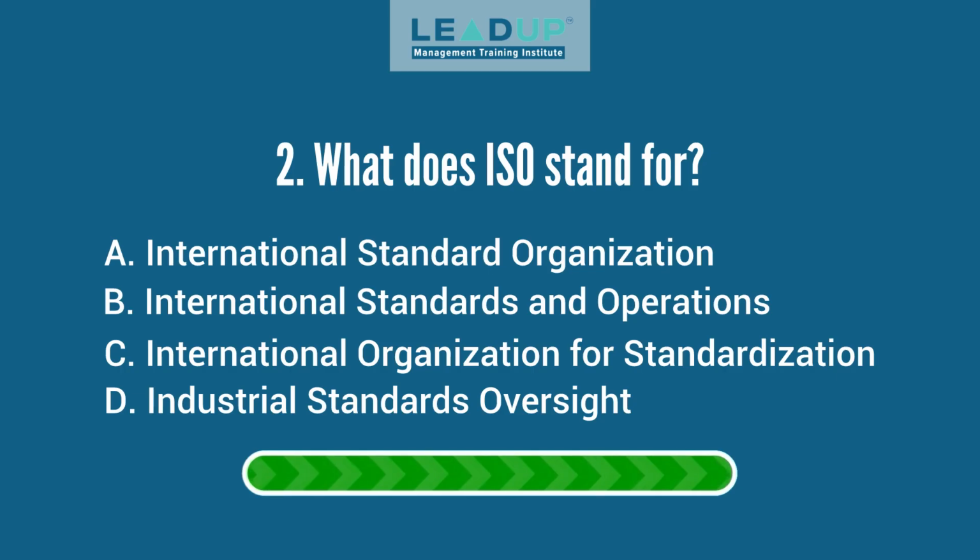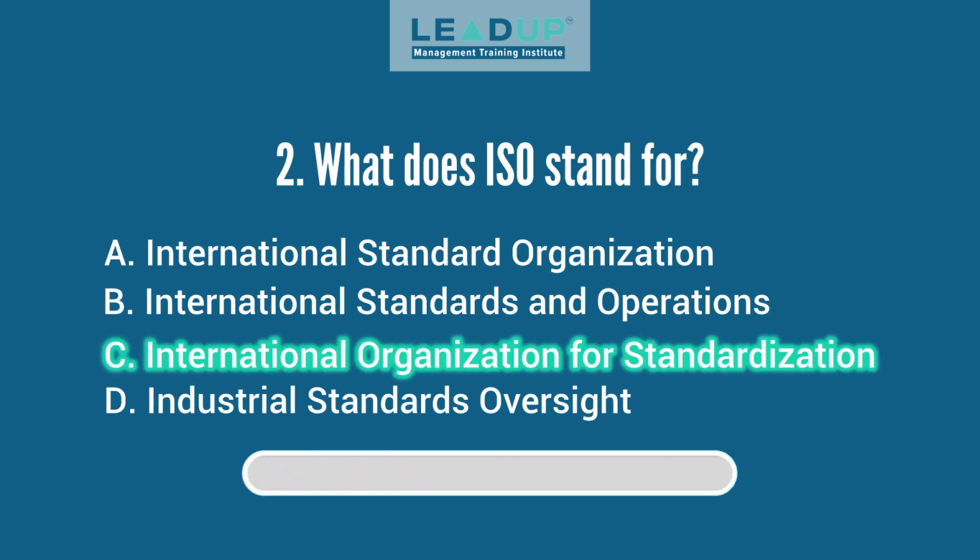Question 2. What does ISO stand for? A. International Standard Organization. B. International Standards and Operations. C. International Organization for Standardization. And D. Industrial Standards Oversight. The answer is International Organization for Standardization.